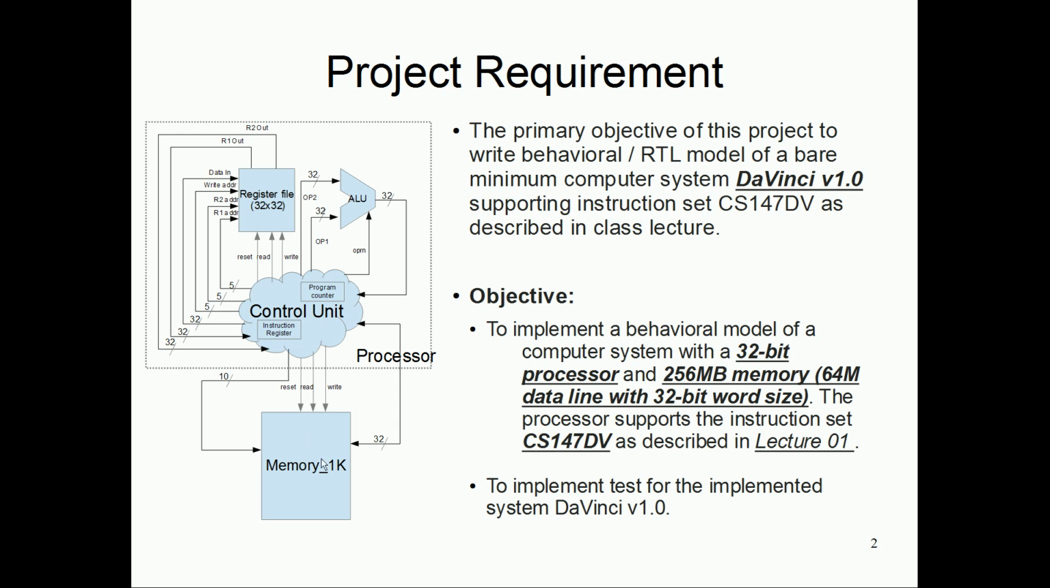Forget about this memory 1K. We'll put in 256 megabytes of memory, which is basically 64M data lines with a 32-bit word size, which is the memory I described in the lab 5 section for memory modeling. We'll implement this system so that it can take a program written in CS147 DV, in machine code, and execute that program.